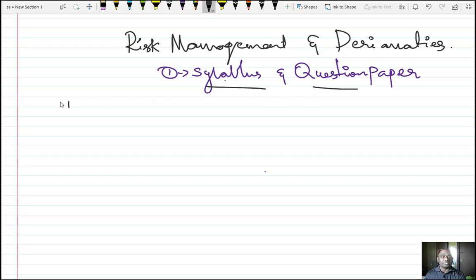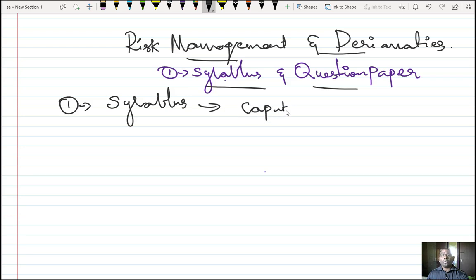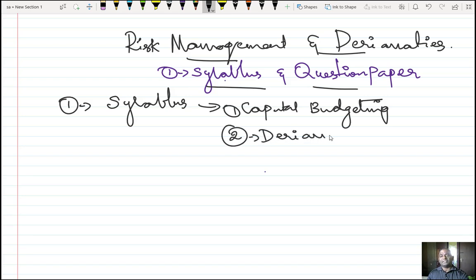Now, what is this syllabus? As the subject says, risk management and derivatives, there is not much on the risk management side, but there is some risk management that is with reference to capital budgeting. Totally, there are two topics for you. One is capital budgeting, another one is derivatives.